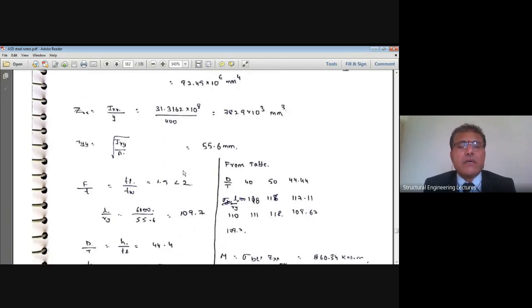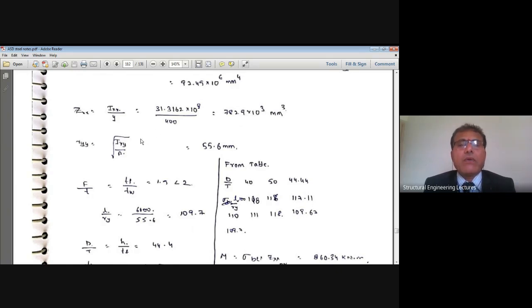Hence, the section modulus furnished about the major axis of bending, about this major axis, right? That is how, about this axis of bending, it is IXX divided by Y, the extreme fiber distance, which is 400 mm, solving which you will get 7829 × 10^3 mm^3.